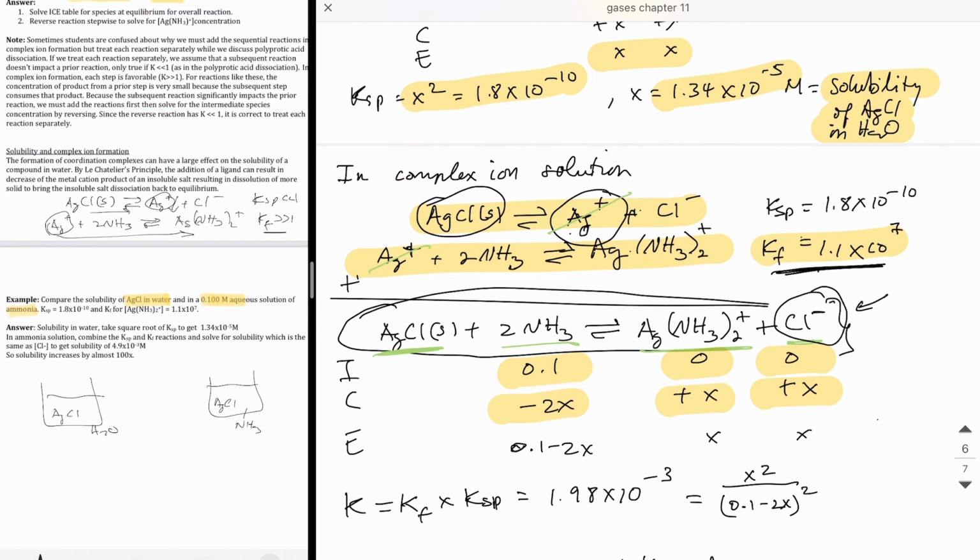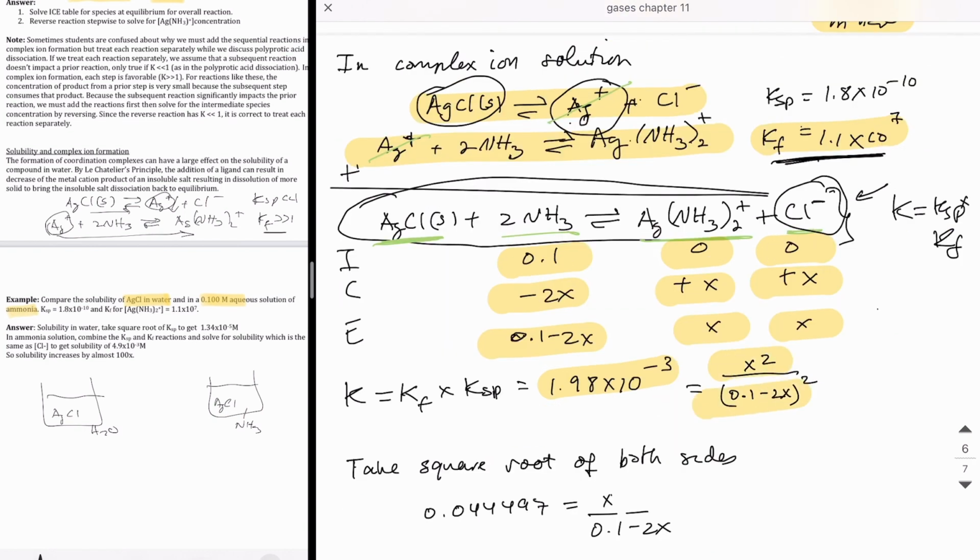Well, if you were to add the two reactions, then the K of this reaction is going to be the product of KSP times KF. So when you do that, you get this number right here, which is a small K number. So because it's small K, you can't assume completion. You have to just calculate it directly, just as we did before, okay, with x. So our final equilibrium concentration is 0.1 minus 2x, x, and x. We set that whole expression equal to K.